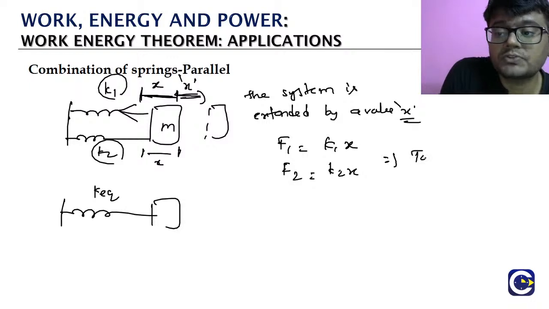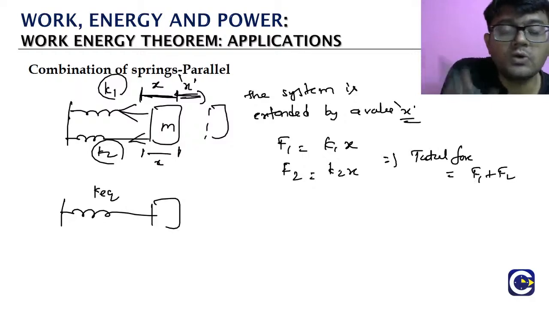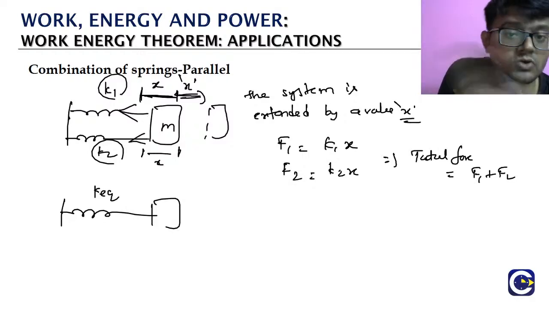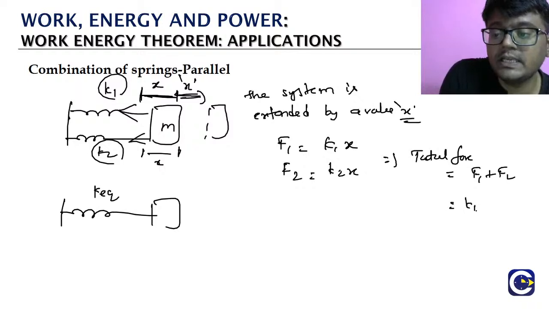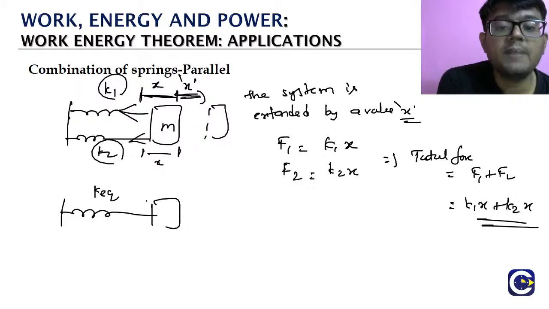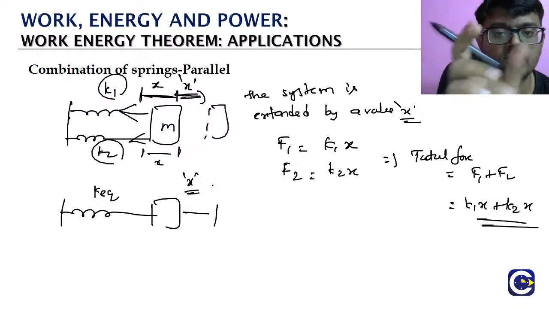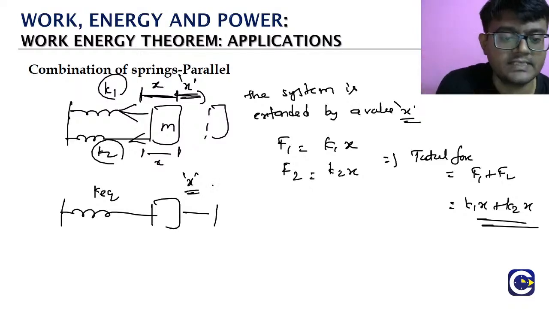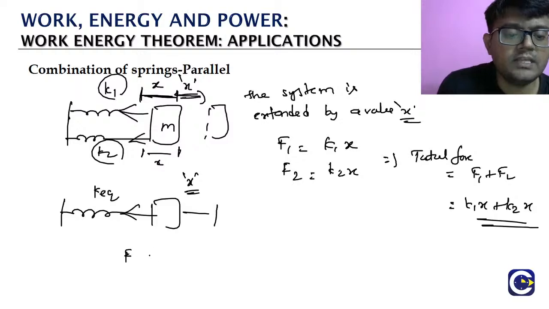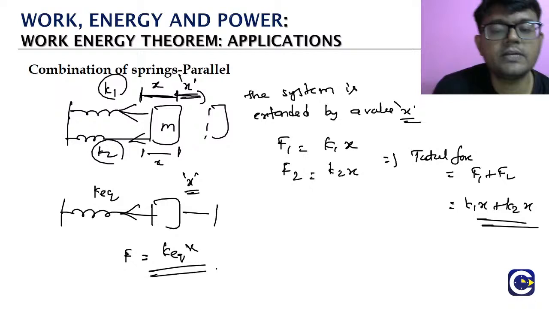So the total force will be F1 plus F2, because both force 1 and force 2 act on the block. So it is k1x plus k2x. When you replace the springs by an equivalent spring, we displace the mass by the same value x. What will be the force here? k equivalent into x.